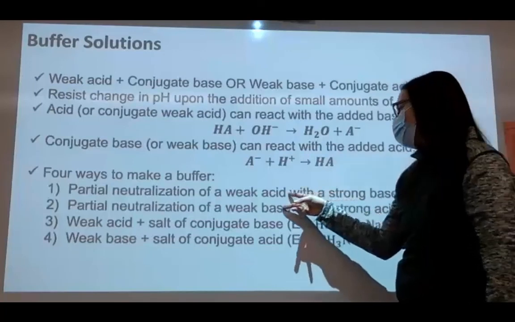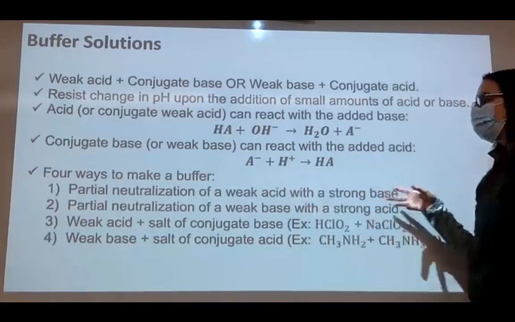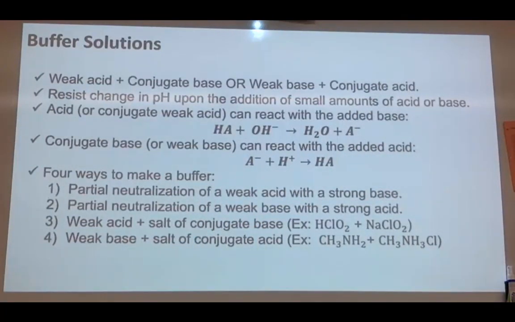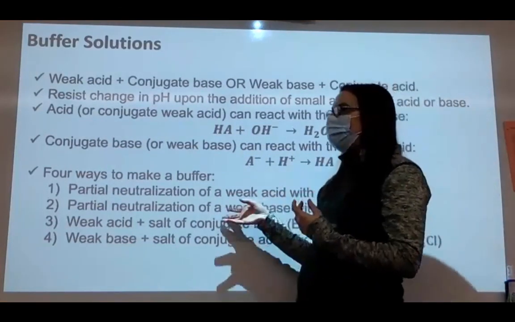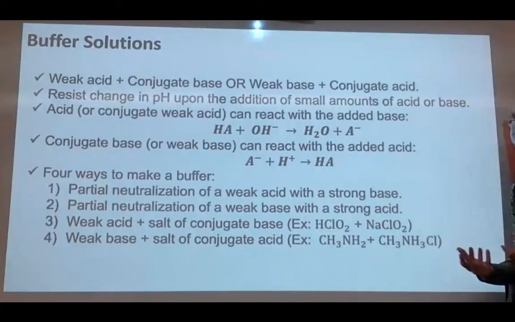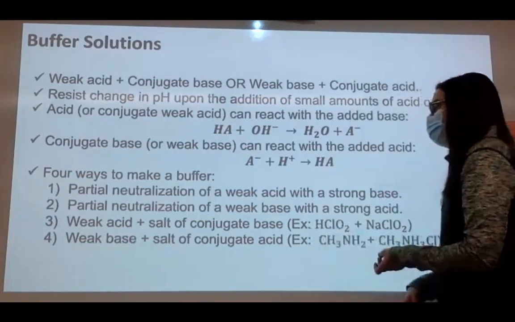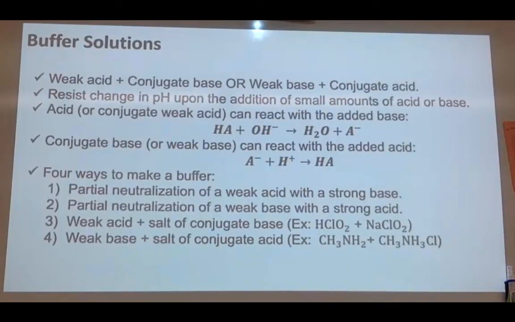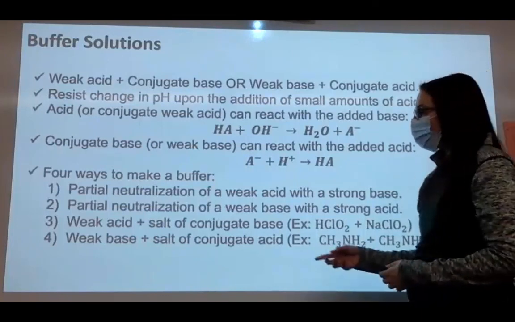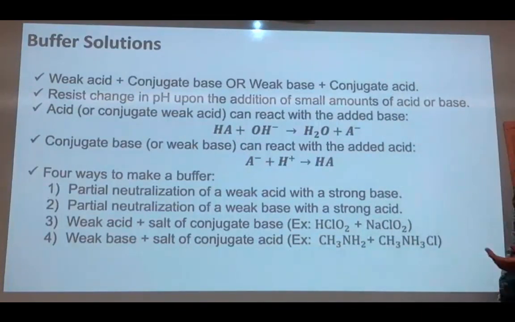We actually looked at these first two ways to make a buffer. Neutralization reactions. When you have leftover weak acid and you have its conjugate base, that's a buffer. When you have a weak base with its conjugate acid left over after neutralization, that's a buffer. We're going to look at ways 3 and 4 next week, but through neutralization, we create these buffer solutions.